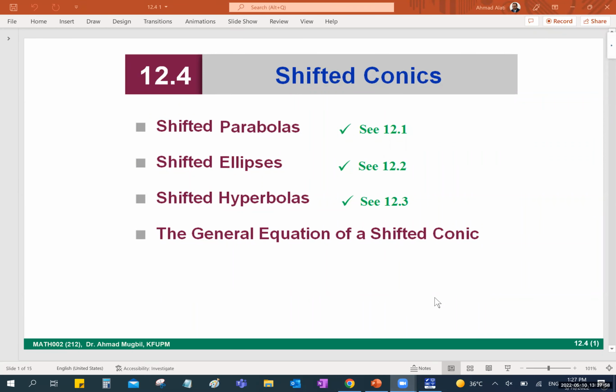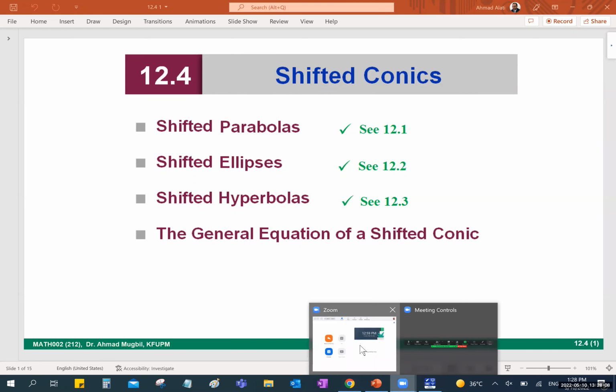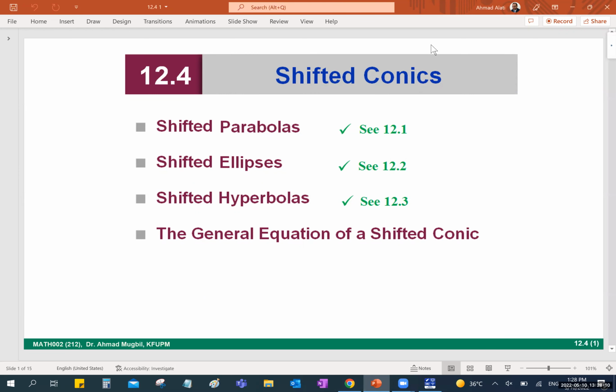just the general equation, and we mentioned it also in 12.2 and in 12.3. Just let me make sure that we are sharing the screen on Zoom. Yes, I think we are sharing. Good.